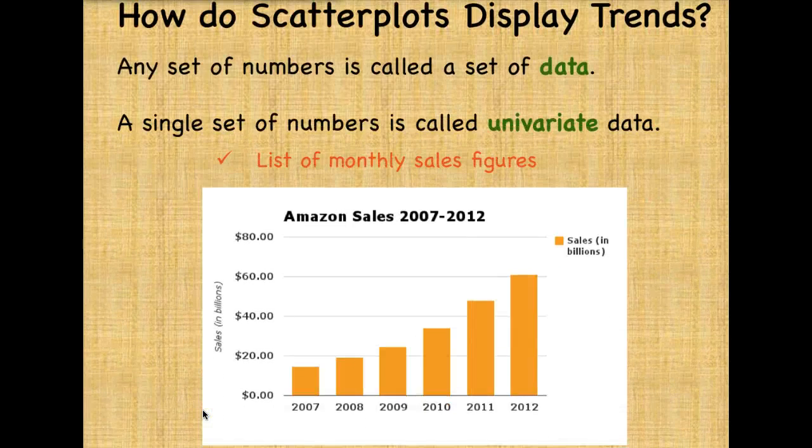So how do scatterplots display trends? Well, first we should know that any set of numbers is called a set of data. A single set of numbers is called univariate data. For example, in this case, we have a list of annual sales figures. But either a monthly or annual list of sales figures is just a single set of data. In 2007, we sold this much. In 2008, or by month. That is univariate data.